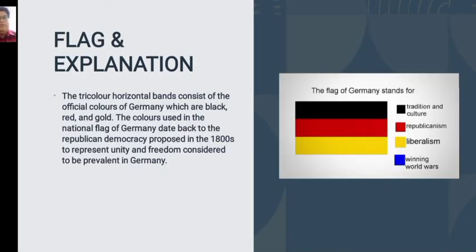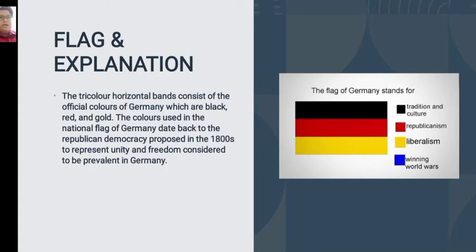And then I will talk about the flag and explanation. The three horizontal bands consist of the official colors of Germany, which are black, red, and gold. The colors used in the national flag of Germany date back to the Republican democracy movements in the 1800s, to represent unity and freedom considered to be prevalent in Germany. So you can see the flag of Germany.